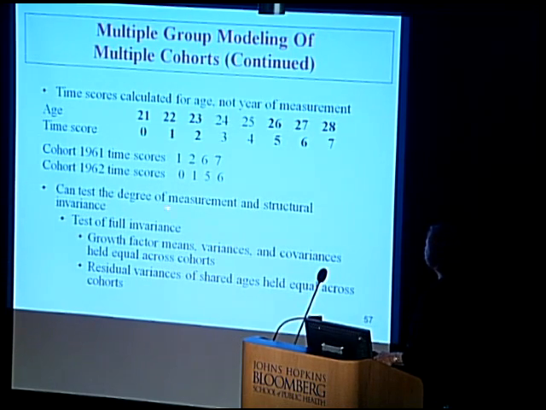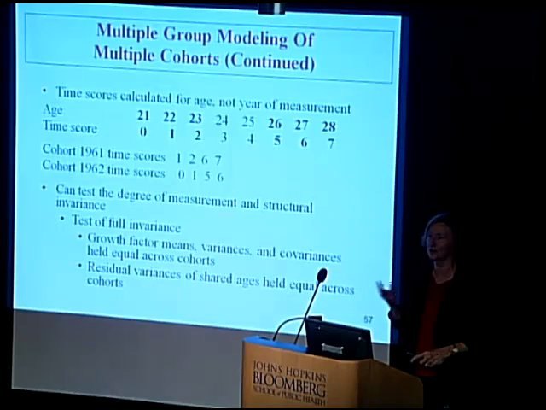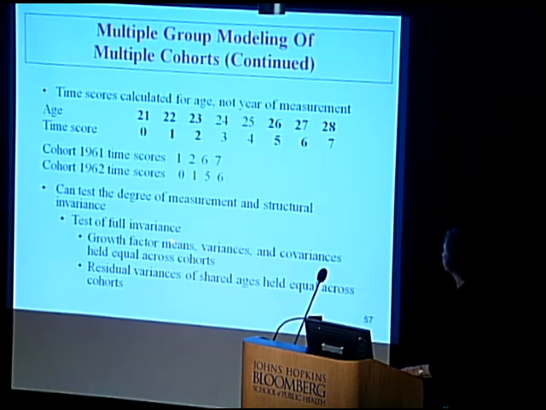Now, we can test the degree of measurement and structural invariance. So structural invariance is related to the structural parameters of the growth factor means, variances, and covariances. And we estimate the model with them free, and then we estimate the model with them held equal, and we can do either a chi-square or log likelihood difference test to see whether or not the two groups come from the same population.